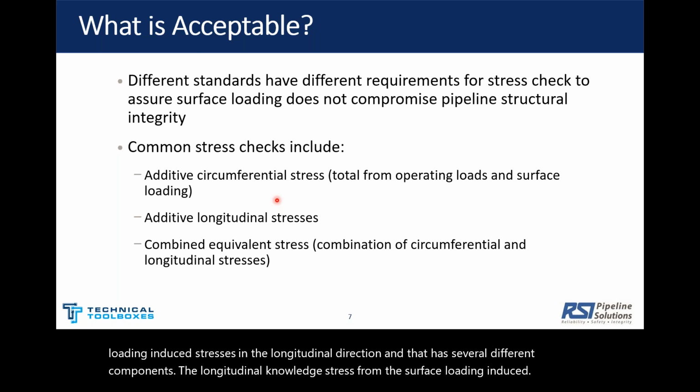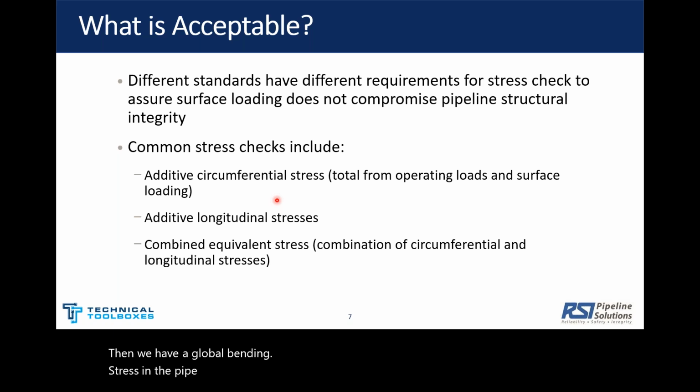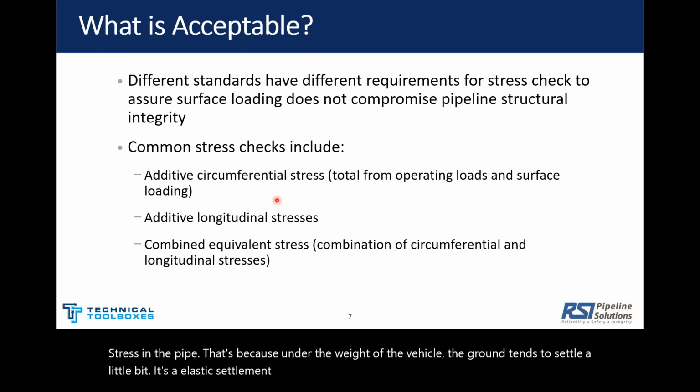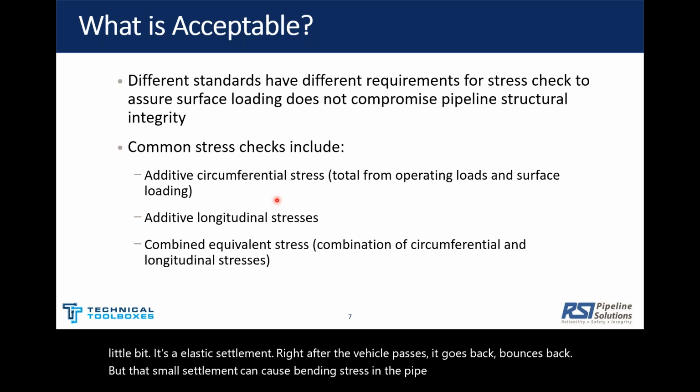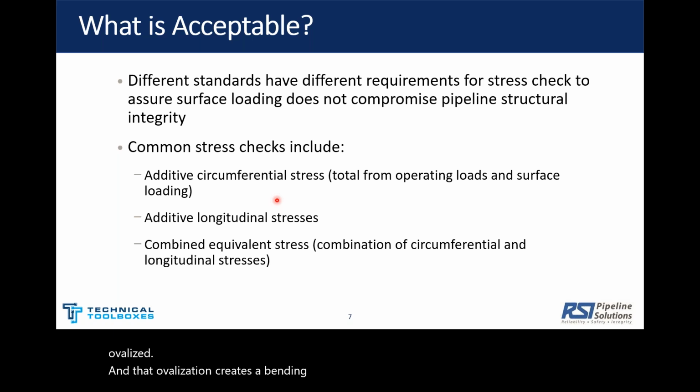And that has several different components. There is a uniform longitudinal stress from the overburden pressure that acts on the pipe. Then we have a global bending stress in the pipe. That's because under the weight of the vehicle, the ground tends to settle a little bit. It's an elastic settlement, right? After the vehicle passes, it bounces back. But that small settlement can cause bending stress in the pipe. And in addition to those, we also have a local bending because the pipeline under the weight of the vehicle gets ovalized. And that ovalization creates a bending stress in both circumferential and longitudinal direction.